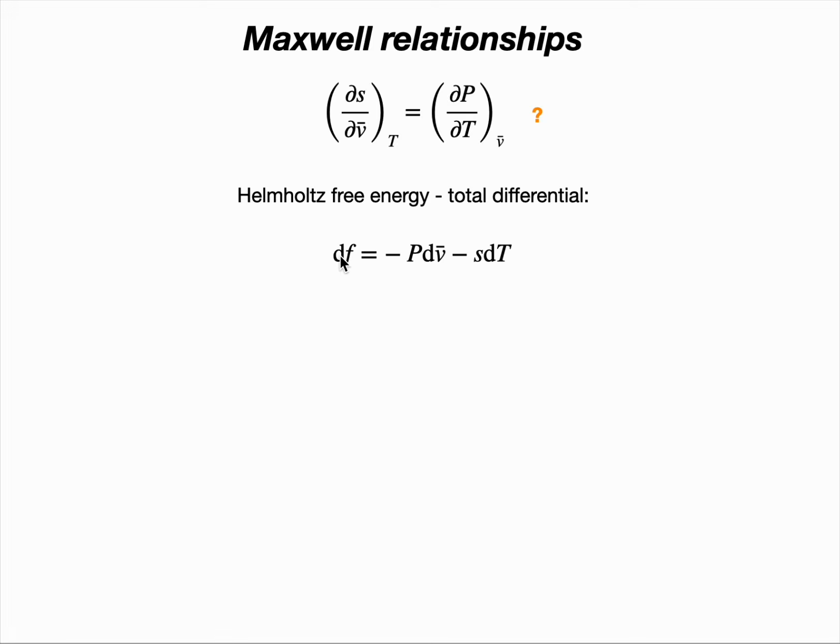Here I'm not using a rate, I'm using a total differential. So you see a straight d instead of a d/dt. The same calculation rules apply between the rate and the differential. But for this type of derivation, it is more meaningful to work with total differentials rather than rates. So now we have dF is minus P dV minus S dT.